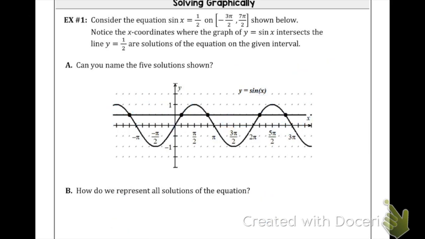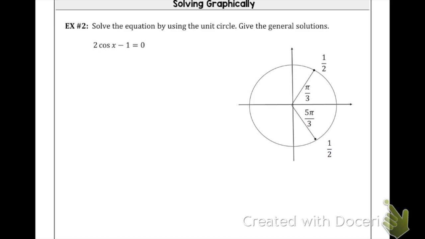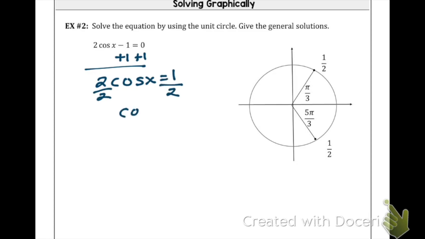So let's see if we can put it to pen to paper. If I had the equation 2 cosine x minus 1 is equal to 0, we would solve this equation just like we would solve any natural linear equation. I would add my 1 to both sides. So then I have 2 cosine x is equal to 1. I want to get that cosine x by itself. So cosine x is equal to 1/2.